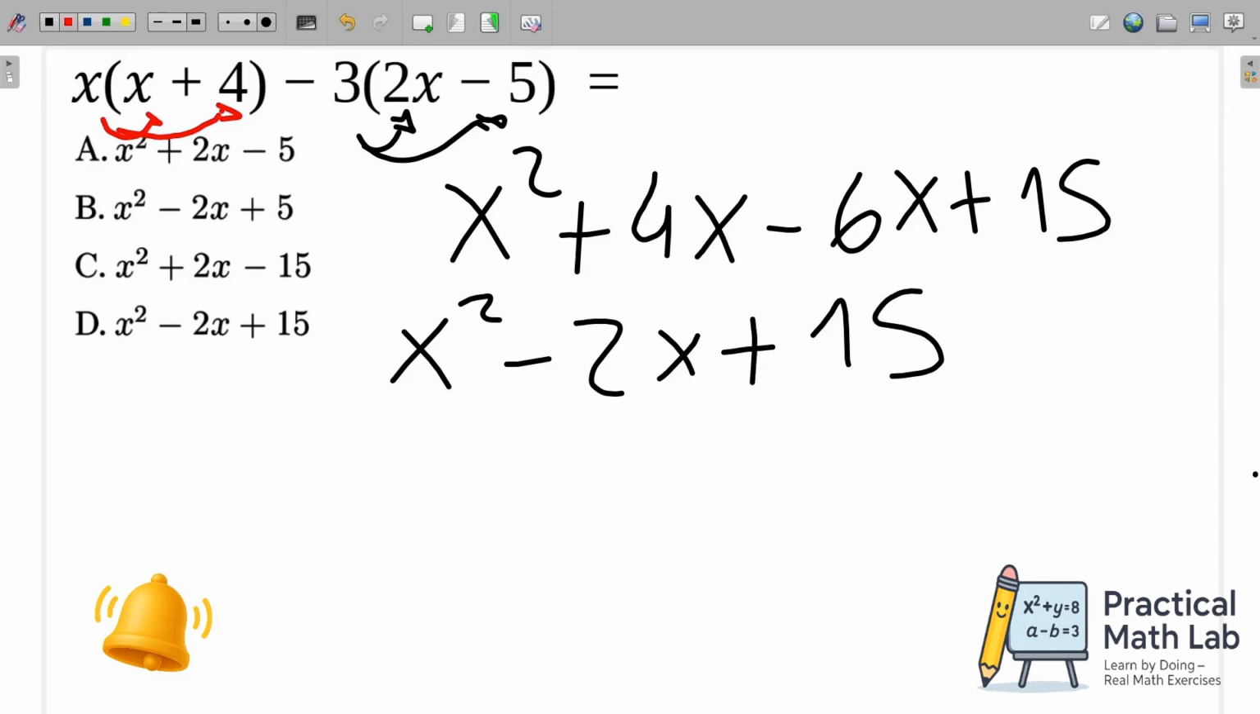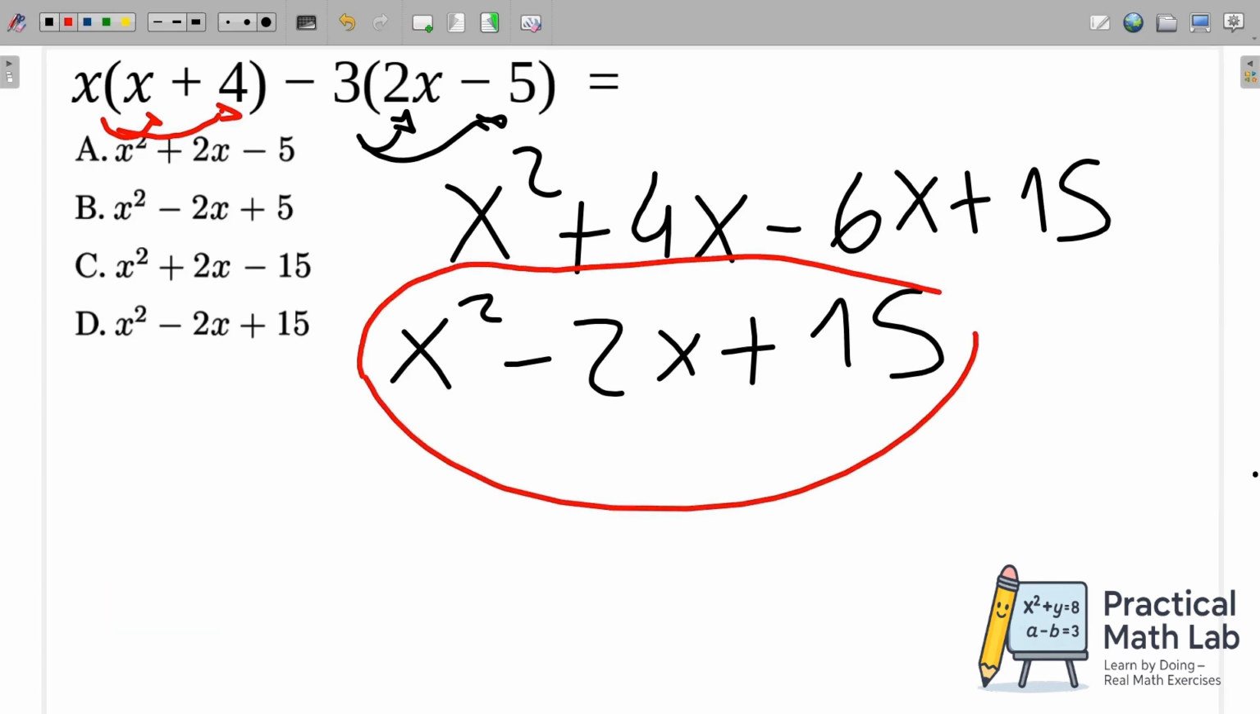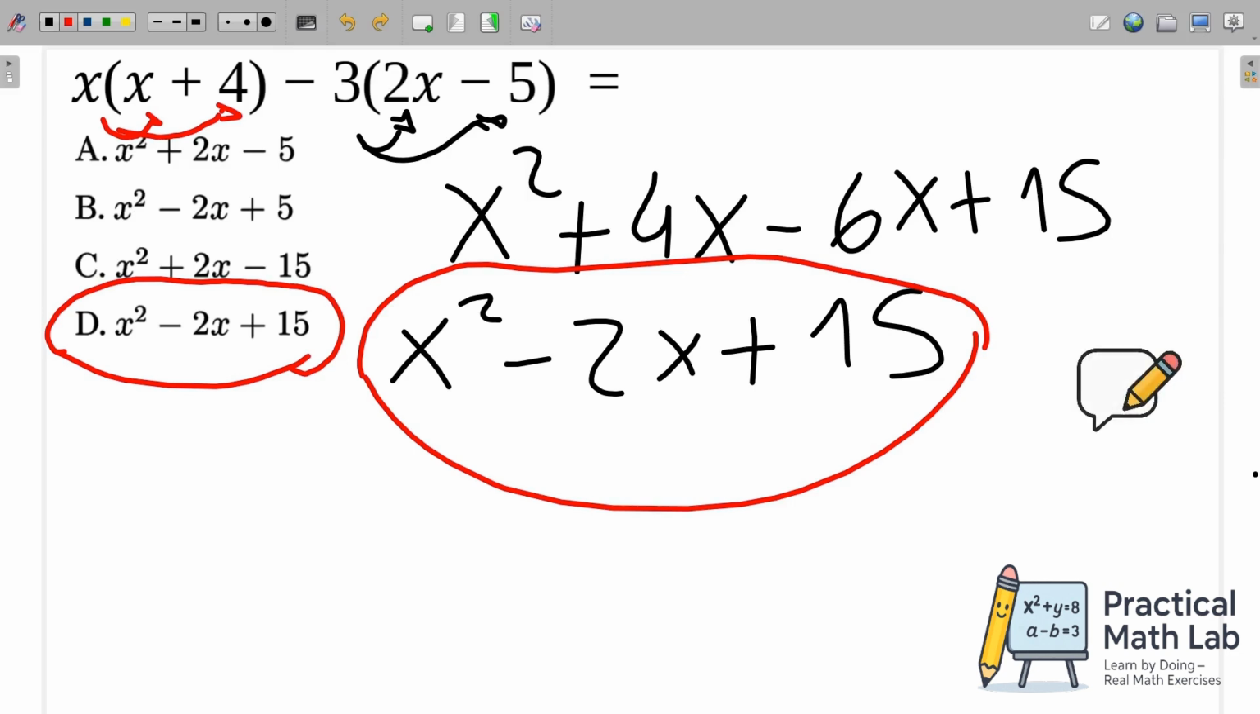Quick and straight to the point here. Using the distributive property, we got the answer, which is option D. Option D is the equivalent form of the original expression. Quick and straight to the point.